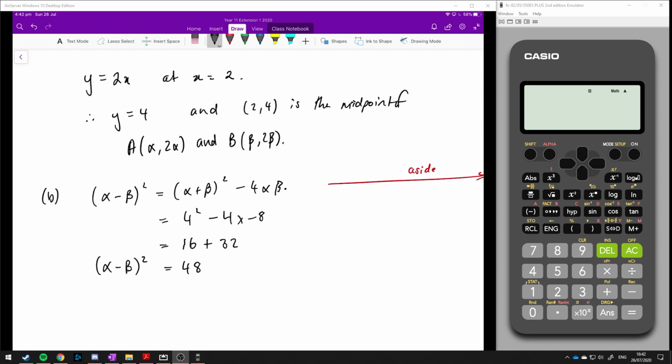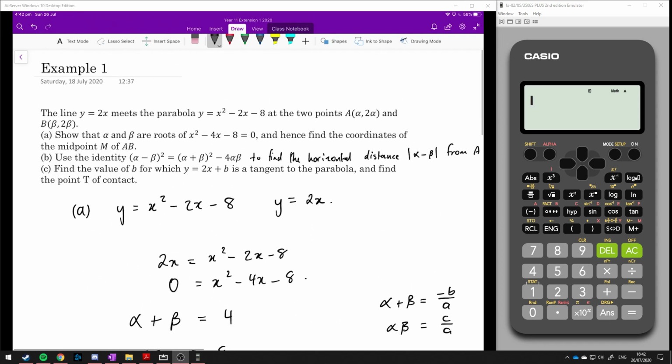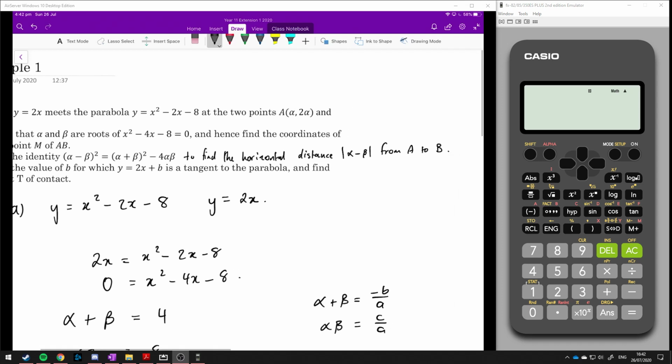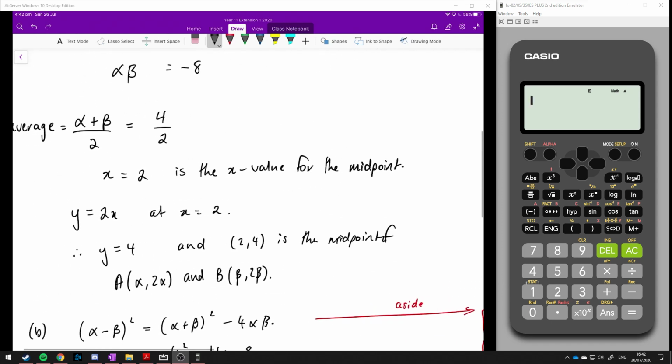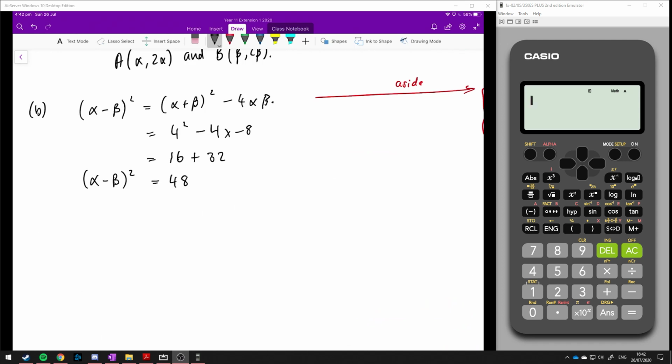Now, normally what would happen is we would take the square root of both sides, and that would give us a positive and a negative answer. But because we're trying to find the horizontal distance, we're only concerned about the positive value. So alpha minus beta is equal to the positive square root of 48. And by simplifying that surd, we get alpha minus beta is equal to 4 square root of 3.